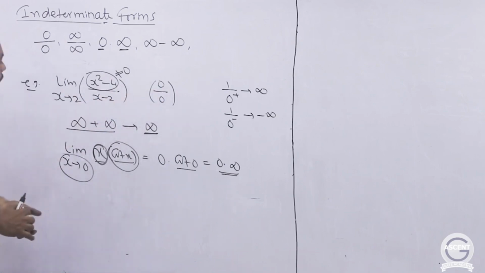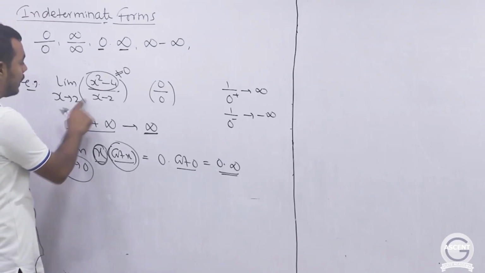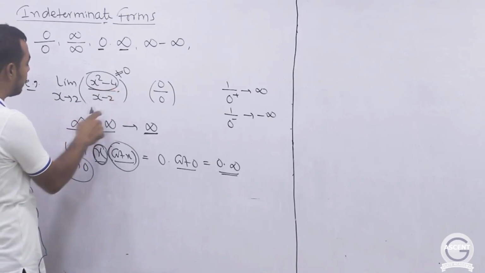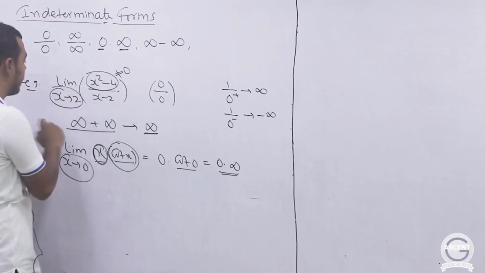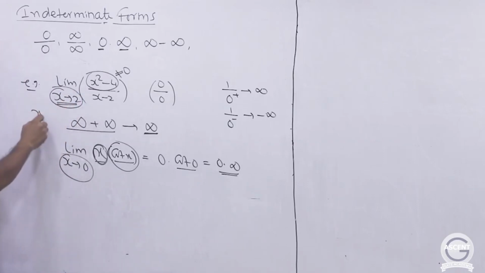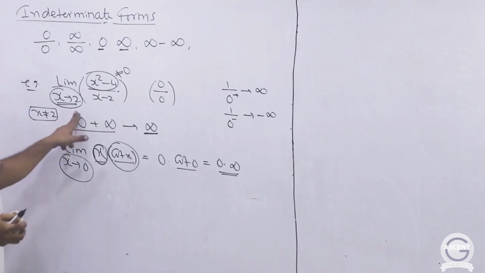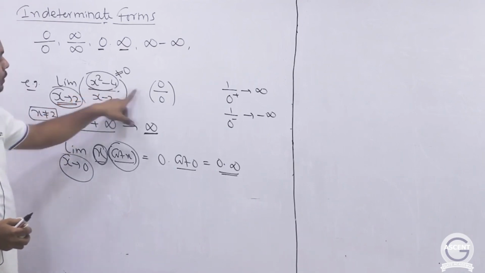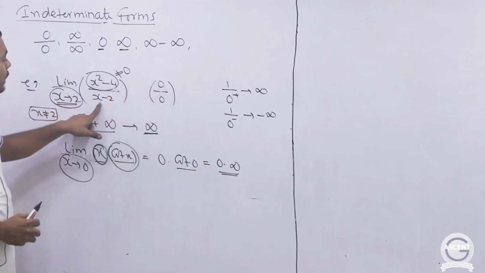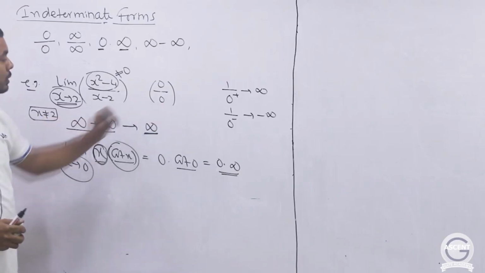You have to know this concept: when I place 2 here, then I am getting a 0, but x is not equal to 2, right? If I am writing limit x tending to 2, this means x is not equal to 2. x is a number close to 2. So x square minus 4 will be a number close to 0. x minus 2 will be a number close to 0.